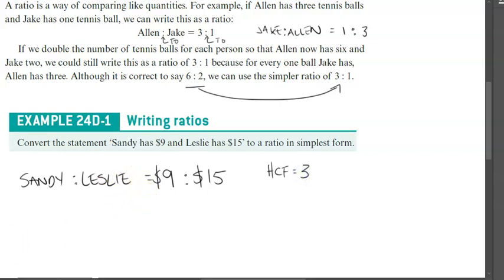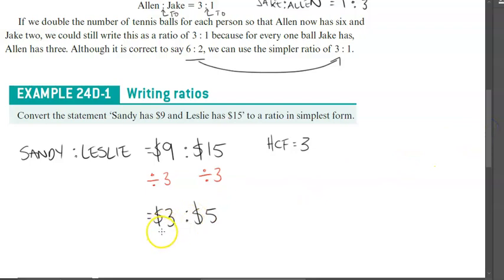Now, how many times does 3 go into 9? What you do is you divide this 9 by 3, and you also divide this 15 by 3 as well. You divide by the highest common factor. In this case, 9 divided by 3 is 3, and 15 divided by 3 is 5. And so what this simplified version of this ratio is saying is for every $3 Sandy has, Leslie has $5. Okay, and we know this because all up Sandy has $9 and Leslie has $15. So if you did the reverse of this, if you were to multiply this by 3, you would get back to the initial ratio of 9 to 15.